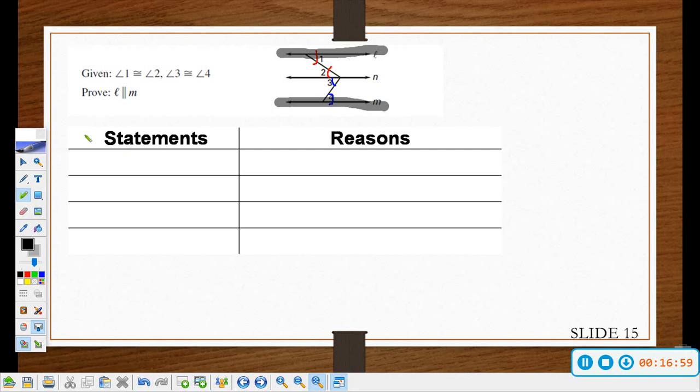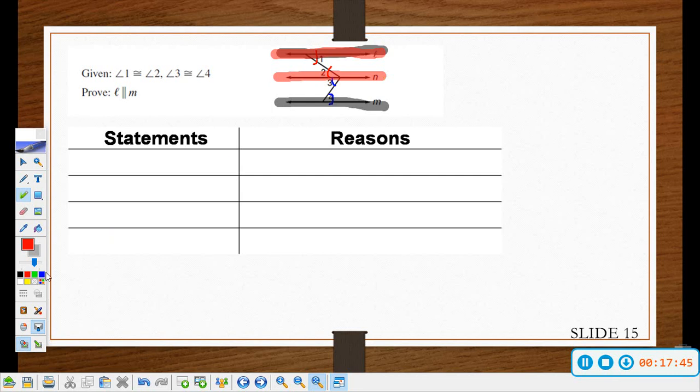Okay, so when I look at this one, I'm just going to talk through it, and then I'm going to let you write it up. You know the given, so that's going to be your first step. Now, the second one: since I know that 1 and 2 are congruent, I'm thinking about their relationship, and it's that of alternate interior angles. I know that if alternate interior angles are congruent, then the lines are parallel. So that tells me that L is parallel to N.